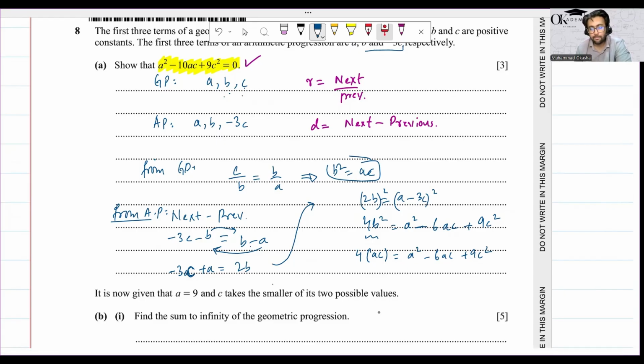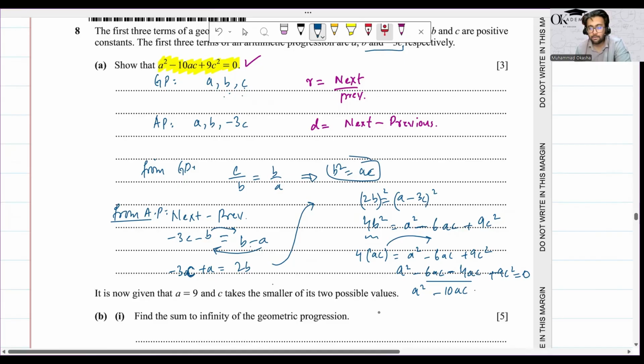Let's rearrange it. So this is going to be a squared minus 6ac. Negative 4ac goes over to the other side, becomes negative 4ac, plus 9c squared equals 0. If I were to solve it, these two, negative 6ac, negative 4ac, I'm going to get negative 10ac plus 9c squared equals 0. And I got my answer.